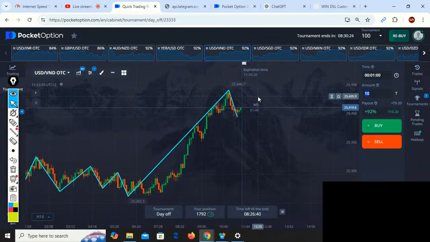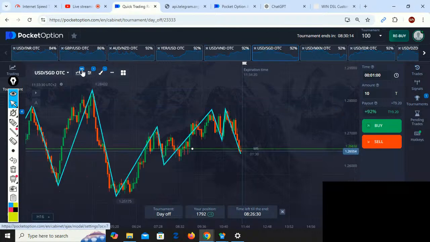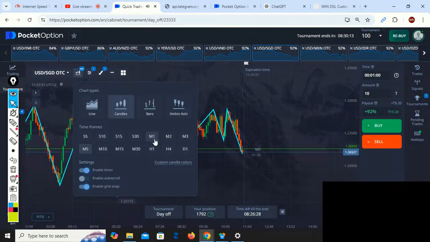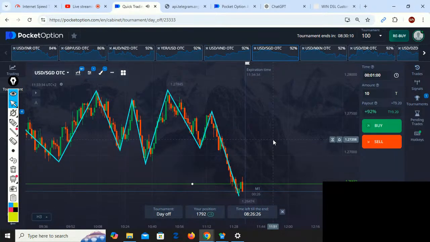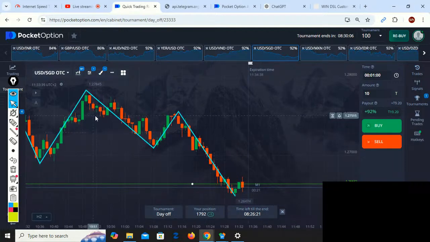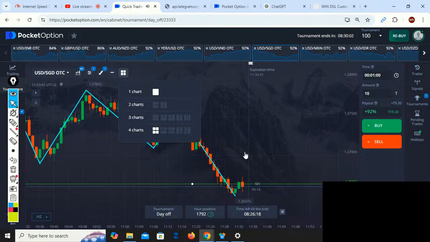Look at this beauty over here. We are on the 5 minutes chart. No problem. You can use the 5 minutes and go back to the 1 minute chart. It already made the move. Let me go to the 1 minute. This is beautiful over here. 92% payout. I'll go for it. Let me set. So now you go and select the four charts.